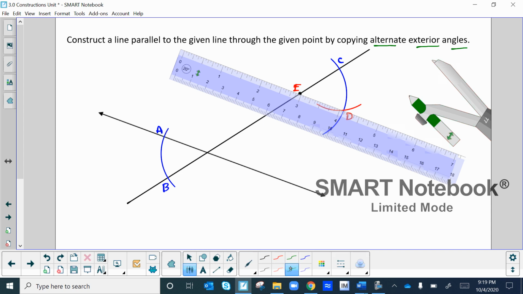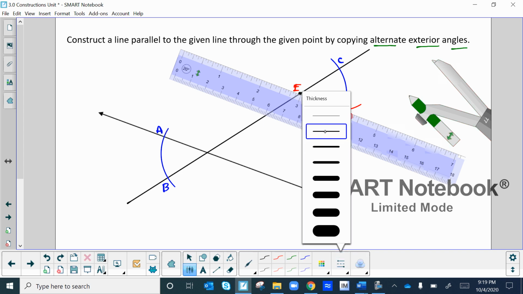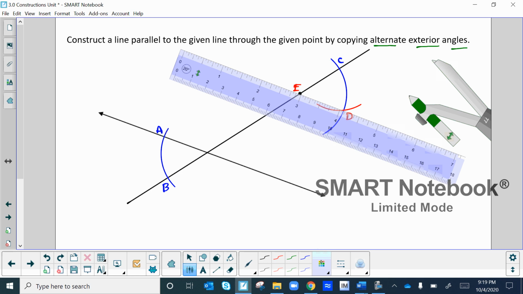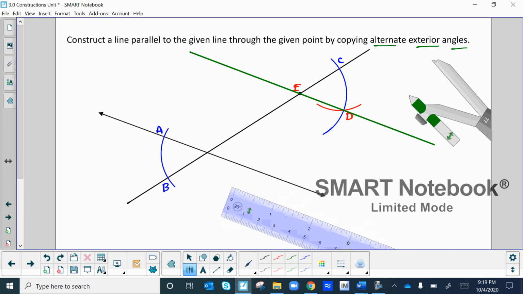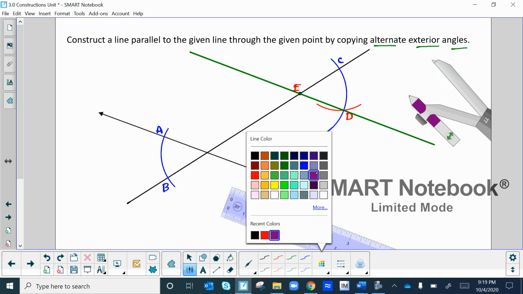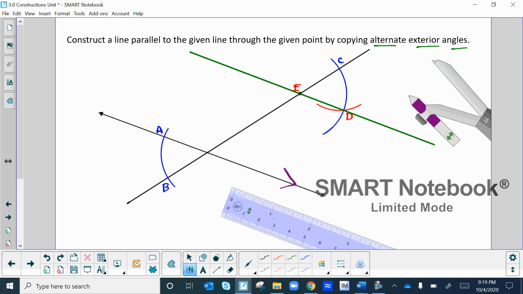So let me get a pen. I'm gonna get a different colored one. I'll go with green. And let's draw a long line. Looks pretty good, pretty parallel. Sometimes, like I said, when you're off by even just a little bit, they do not come out parallel. Okay, so this line is parallel to this line by the means of copying alternate exterior angles.